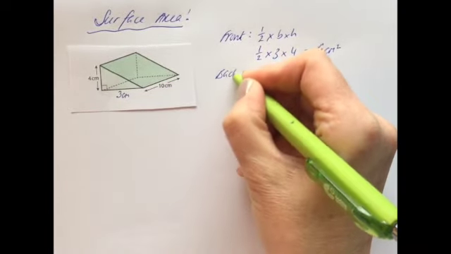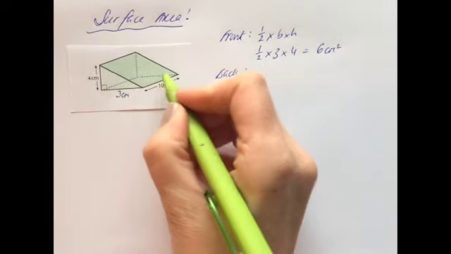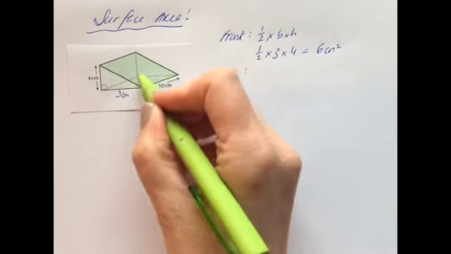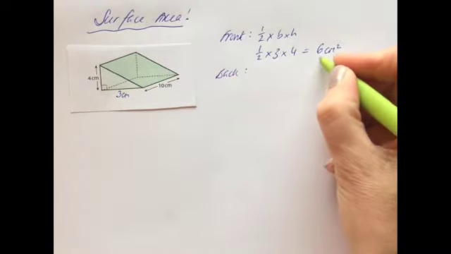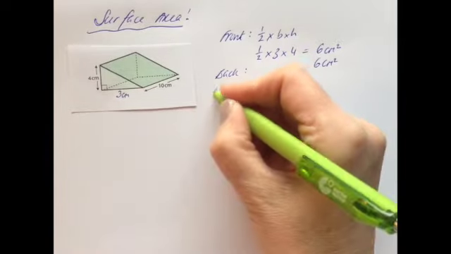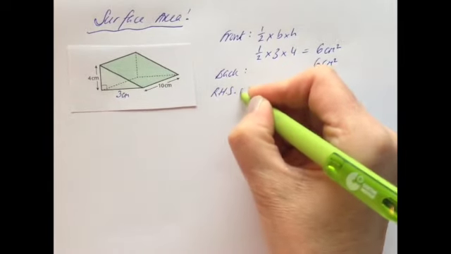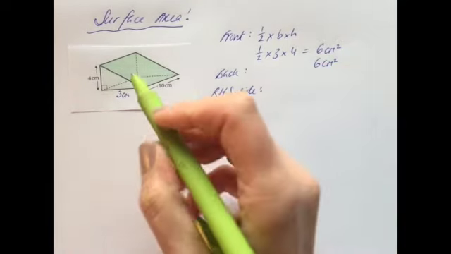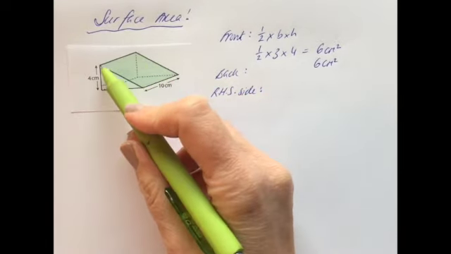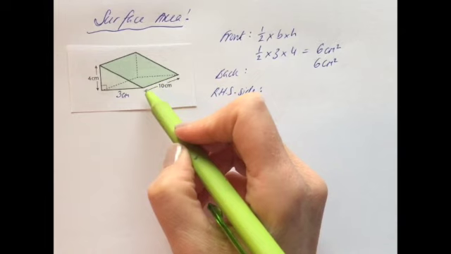Looking at the back is of course this very same triangle. Okay, so just always double check that. Yes, we're confident that that is the very same triangle at the back. So we have 6 centimeters squared at the back as well. Now let's have a look at the right hand side. Okay, now the right hand side is a rectangle. We talked about that in the last example.